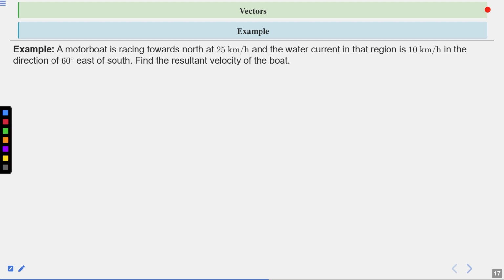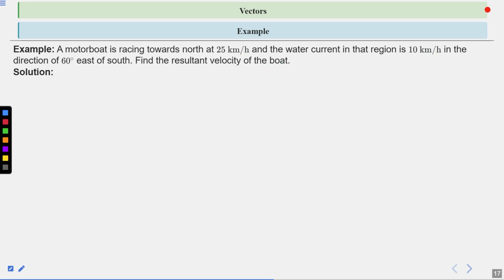One more example. A motorboat is racing towards north at 25 km per hour, and the water current in that region is 10 km per hour in the direction of 60 degree east of south. Find the resultant velocity of the boat. Please solve this question. Here we have to find out the resultant velocity of the boat.